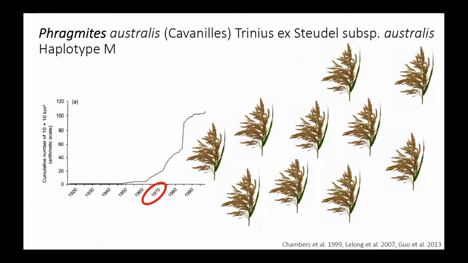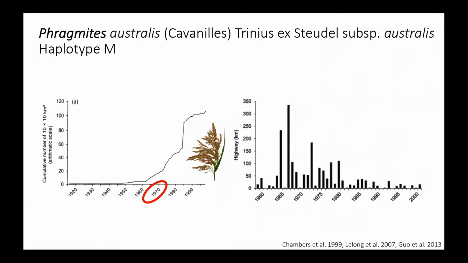The invasive haplotype M subspecies Australis was introduced in the United States and southern Canada in the 19th century. In the province of Québec, it was considered a minor component of wetland communities, with its distribution being restricted to the shores of the St. Lawrence River. With the development of the highway network in the 1960s and 1970s, it expanded its range inland and initiated a large-scale invasion that continues to this day.